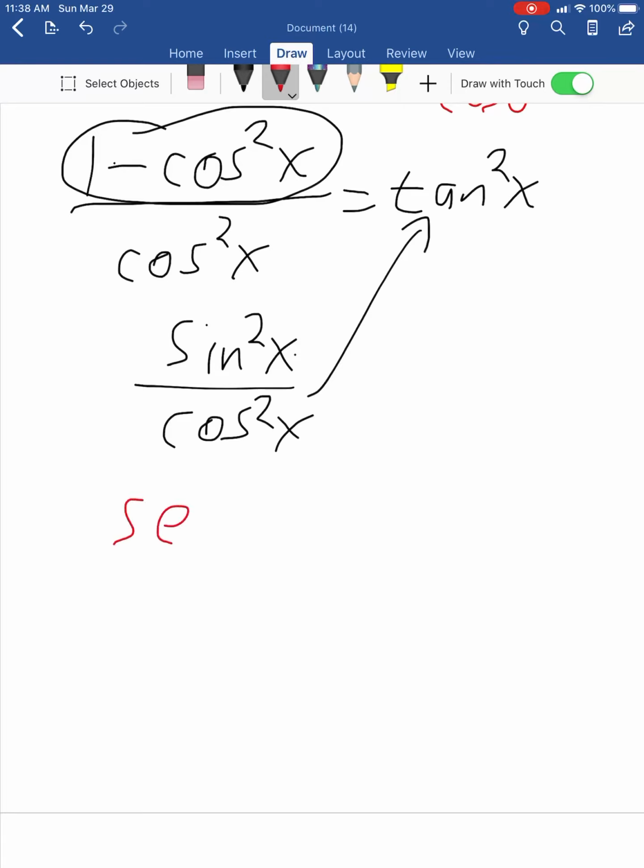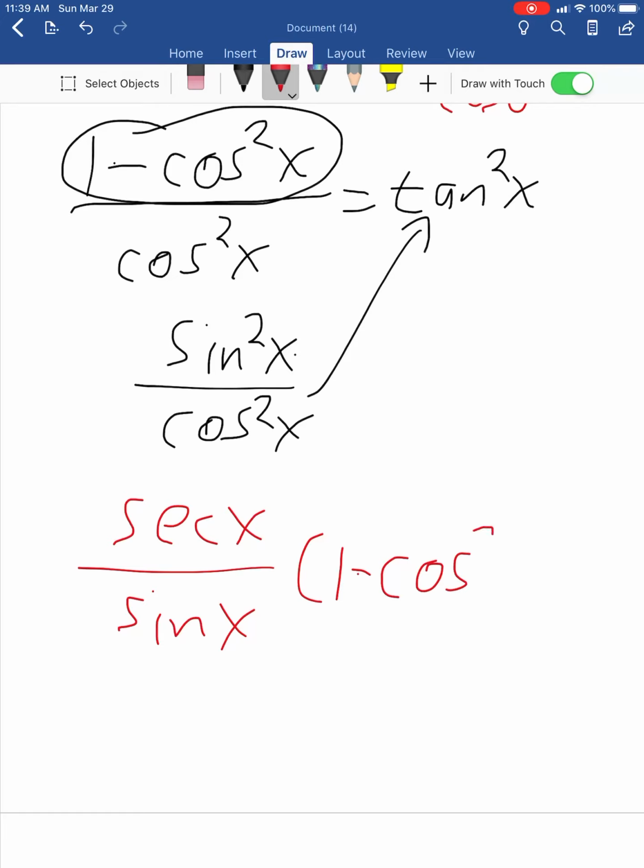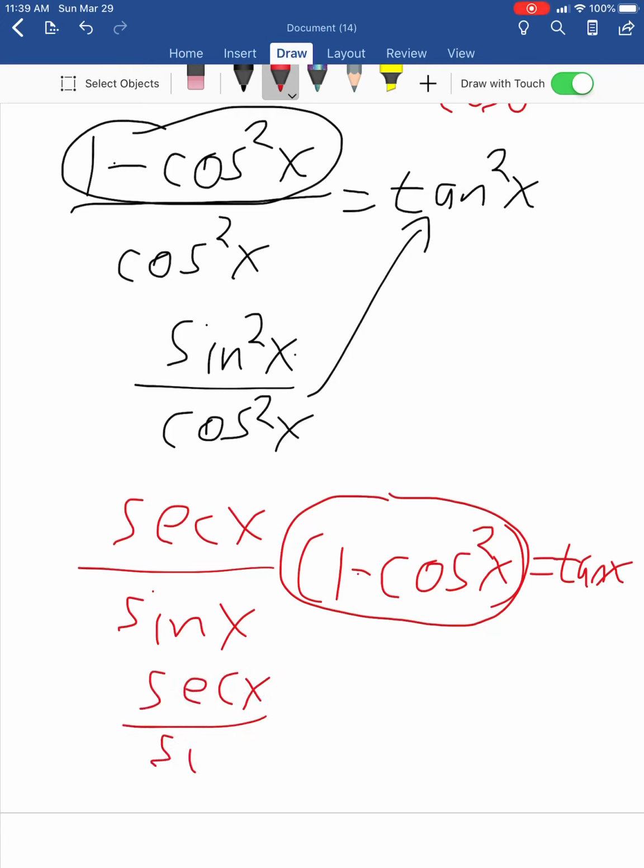Let's take a look at another one. So we'll have secant x over sine x times 1 minus cosine squared equals tangent, okay? Well, just based on the one we just did, right there, that's what? So let me rewrite this side and change this 1 minus cosine squared to a sine squared. And if you notice, that sine could cancel with one of those sines.